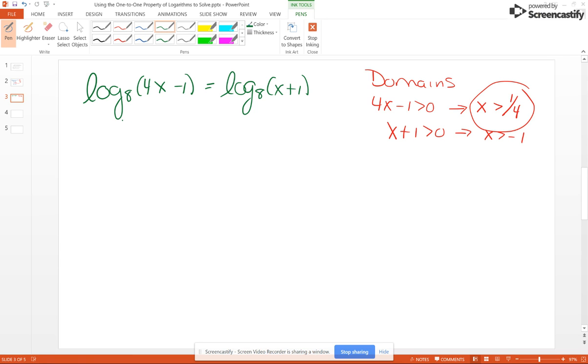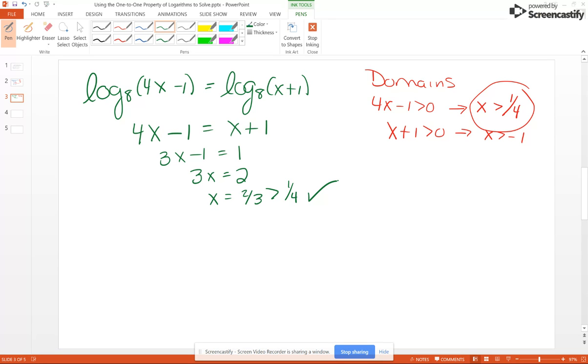Now, we already have this set up as log base 8 of one thing equal log base 8 of the other thing. So we get to drop our log base 8s and have 4x minus 1 equal x plus 1. Subtract x from both sides, you get 3x minus 1 equal 1. Add 1, 3x equal 2, so x is 2/3. Well, 2/3 is definitely bigger than 1/4. So this is actually a good solution.